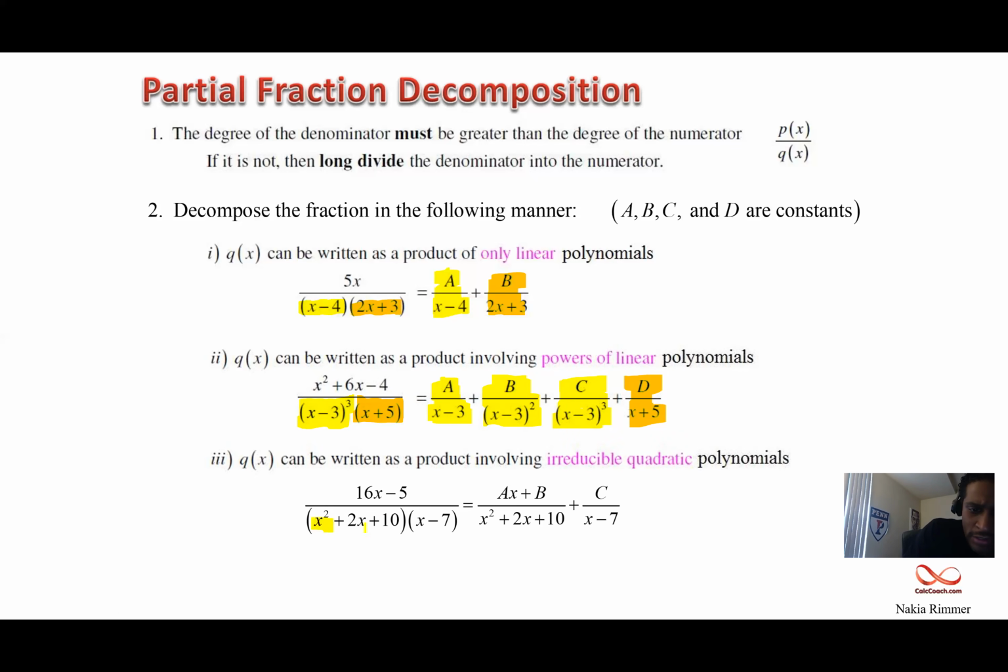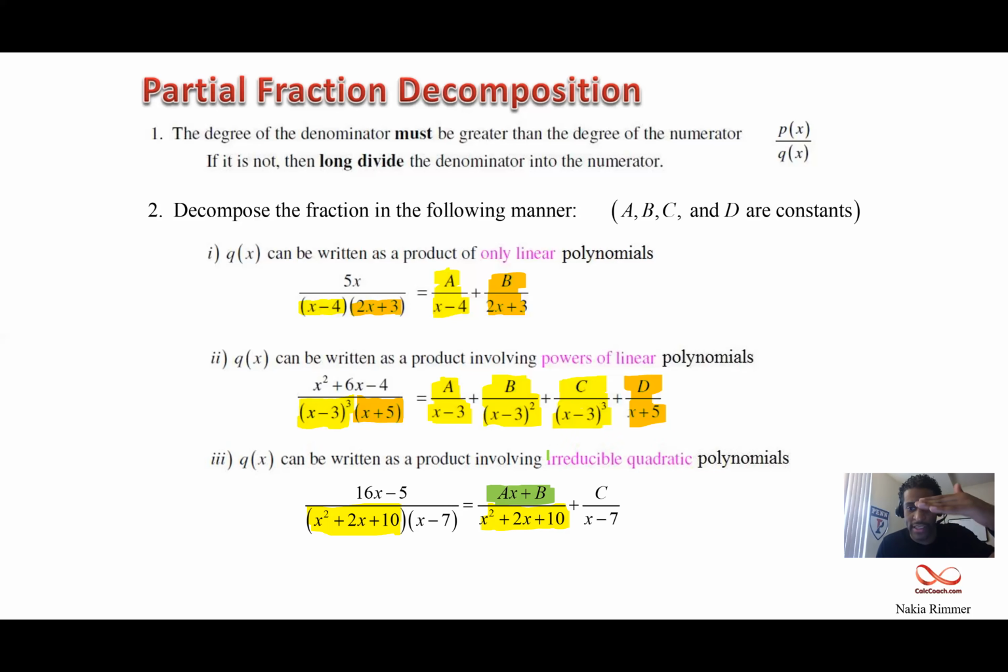Here's our quadratic, which is irreducible. An irreducible quadratic has no real roots. The roots are imaginary. B squared minus 4ac is less than 0 when you throw it into the quadratic formula. This is a case of that, x squared plus 2x plus 10. So the fraction that comes from that gets its own fraction, but what's so very different is the numerator. Then and only then does your numerator turn into something that's not a single constant. The numerator is ax plus b. If it was further down the line, bx plus c.